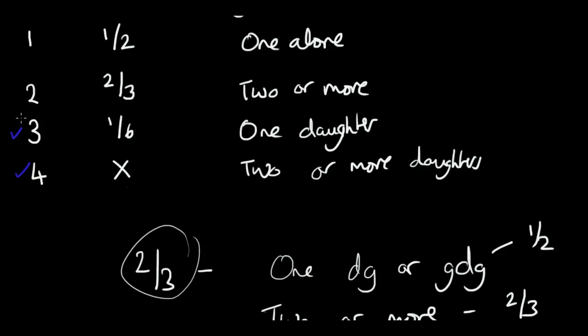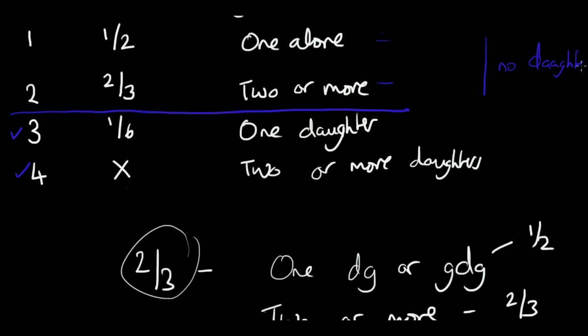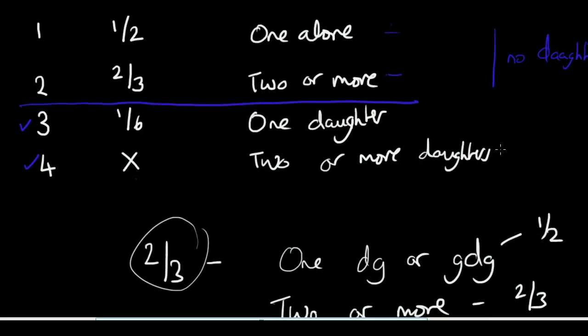If we take a situation where there are no daughters, so in A and B there aren't any daughters, you can see that if there's only one granddaughter alone, she'll get half, and if there's two or more, they'll share 2/3, and this is the same rule as we saw for daughters. So essentially, the top is where there are no daughters, and the bottom is where there are daughters.